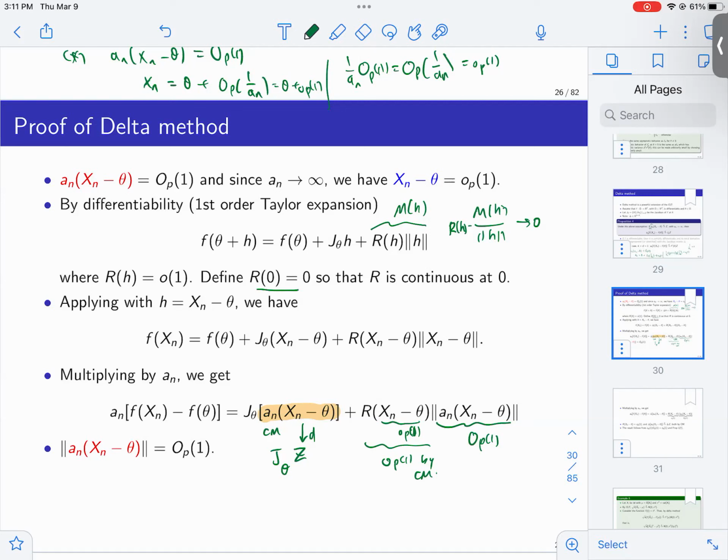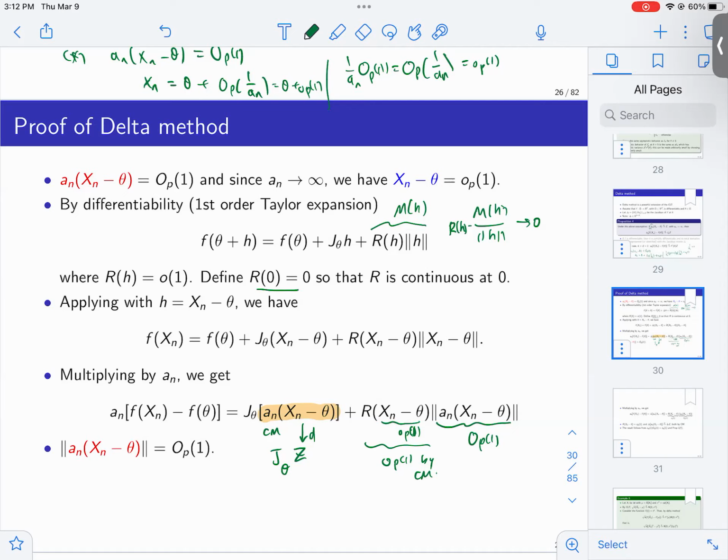So this is much simpler than the MOE analysis. It's just that we do the Taylor expansion to the first order, but the remainder is second order. Okay, so go through the proof. It's not really that difficult.